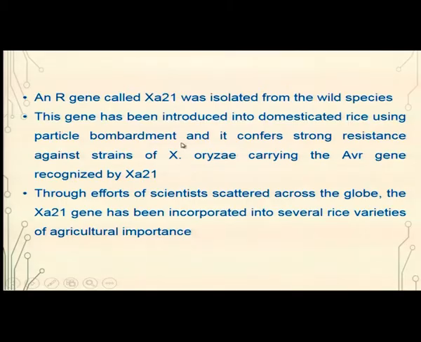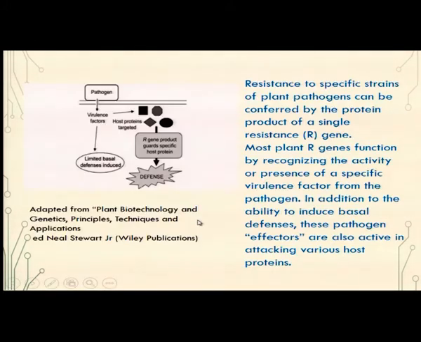we are looking for. But using technological tools, we have identified an R gene called XA21 from the wild species. This gene has been introduced into domesticated rice using particle gun bombardment. And its presence actually gives very strong resistance to plants against different cultivars of Xanthomonas oryzae. Through the efforts of scientists across the globe, the XA21 gene has been incorporated into several rice varieties of agricultural importance.